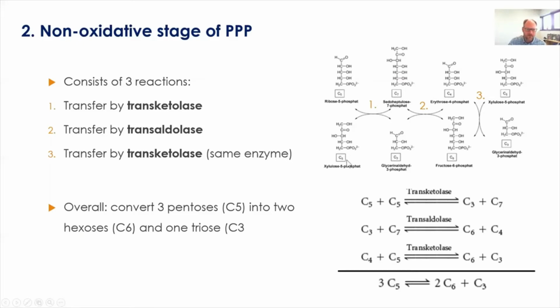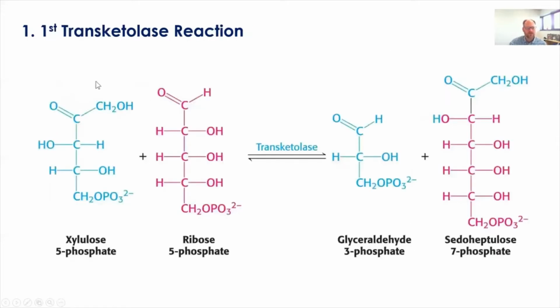All right, so overall, this pathway converts 3 pentose molecules in C5 form to 2 hexoses of C6 and 1 triose. So let's do it step by step. The transketolase reaction will take these carbons here and split them such that this carbon ultimately ends up on the top position of sedoheptulose 7-phosphate. So it's added onto this end position of ribose 5-phosphate, and then leaves us 3 carbons behind.